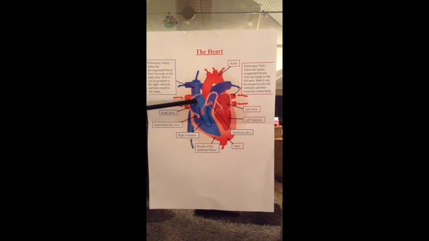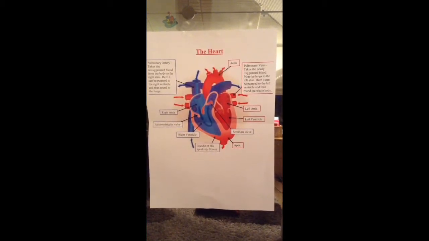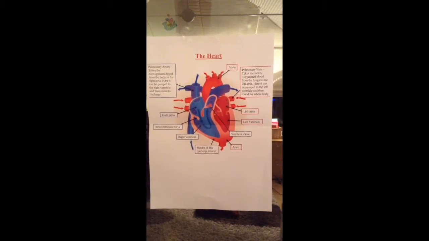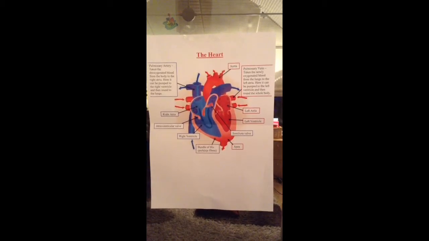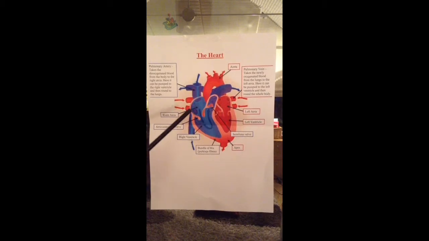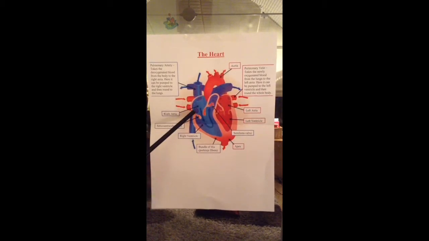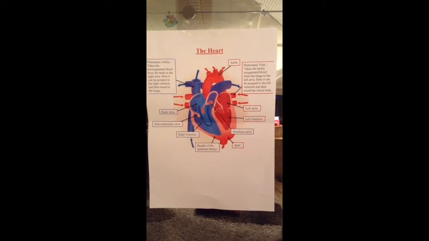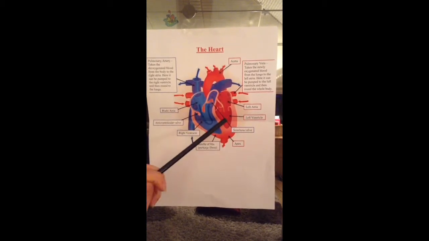The right side has the deoxygenated blood, which is represented in blue. The left side has the oxygenated blood, represented in red. And I'm going to show the main four chambers of the heart first. The four chambers of the heart, we have two atria, the right atria and the left atria, and we have two ventricles, the right ventricle and the left ventricle.